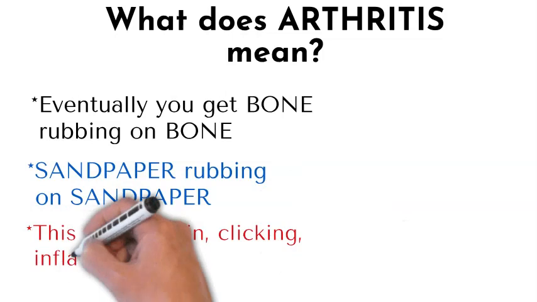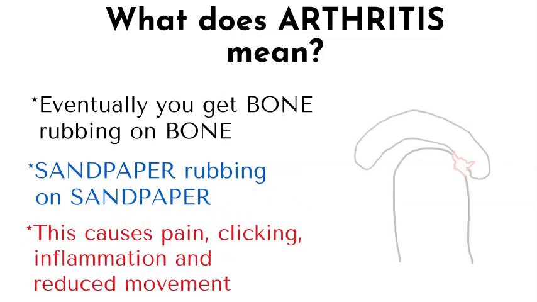And what this means is that this causes pain, clicking, inflammation and reduced movement. And you get something like this where the black stuff is the cartilage and the red stuff is exposed bone. You get bone rubbing on bone and things just don't move easily.